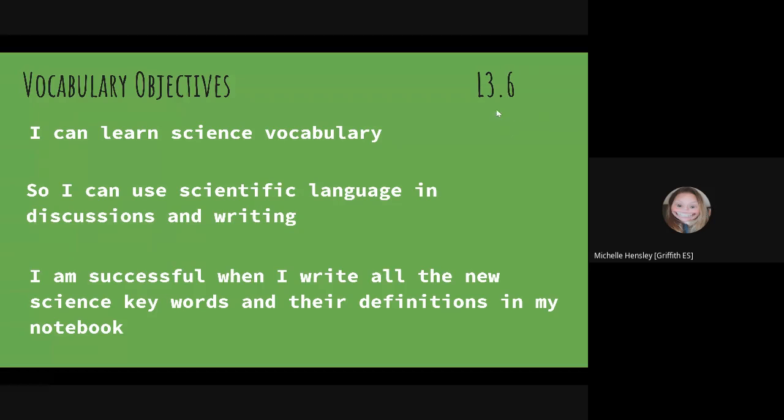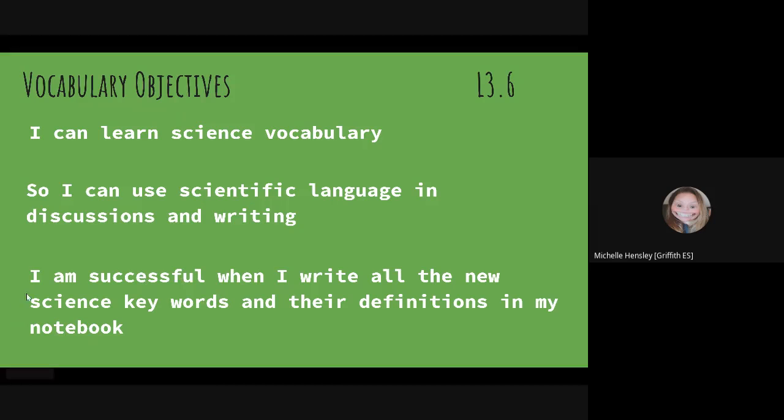Please repeat after me. My turn. I can learn science vocabulary. Your turn. My turn. I can use scientific language in discussions and writing. Your turn. My turn. I am successful when I write all the new science keywords and their definitions in my notebook. Your turn.